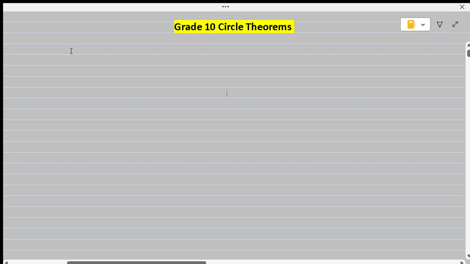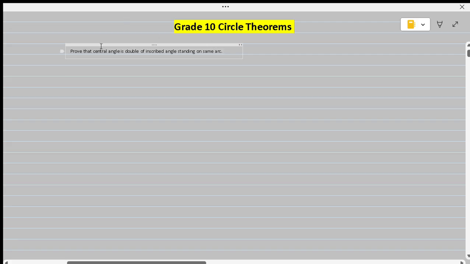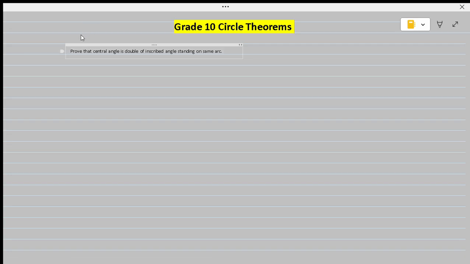And the theorem says here: prove that the central angle is double of the inscribed angle standing on the same arc. Right, so this is the first theorem which we have to deal with in the theorems of the circle.